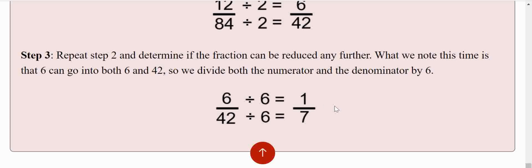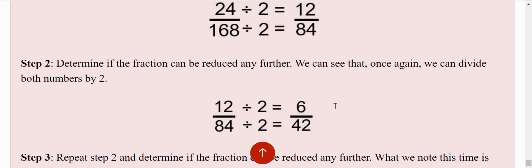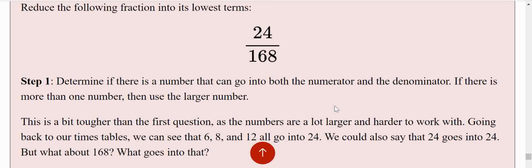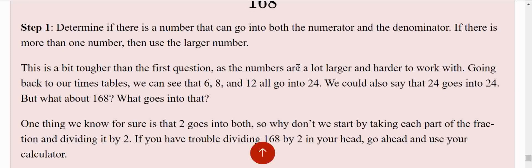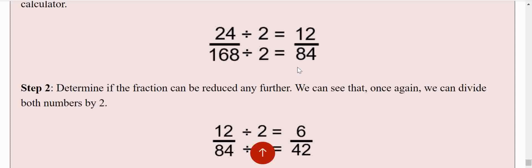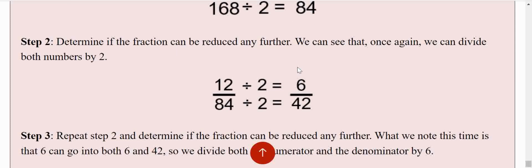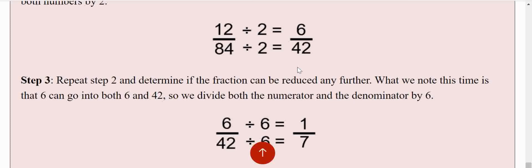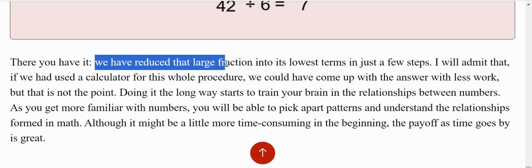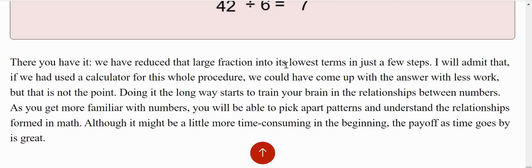This is a really good strategy by dividing by 2 that I often use myself. If you get two numbers that are relatively unknown, divide by 2 if it is even. Okay, there you have it. We have reduced that large fraction into its lowest terms in just a few steps.